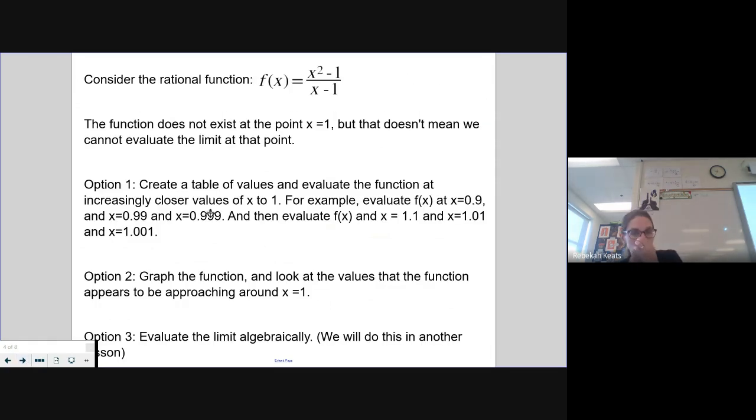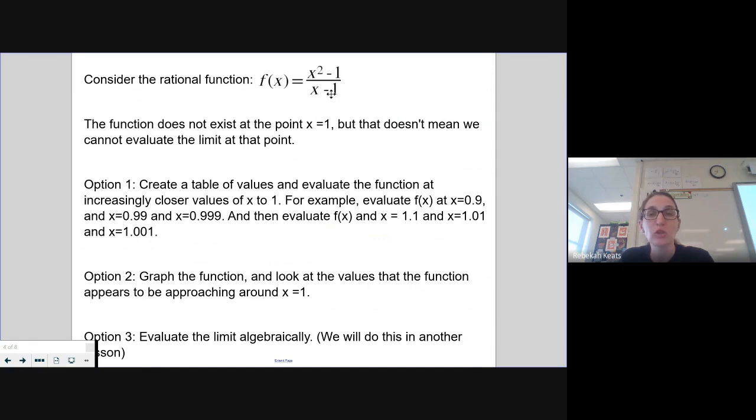So let's consider a rational function. If we look at the function f of x equals (x squared minus 1) over (x minus 1), if you looked at your domain, we would have to say that the function doesn't actually exist at 1. Because if we substituted a value of 1 in for x, we end up causing the denominator to be 0, and we wouldn't actually be able to evaluate the function at that point.